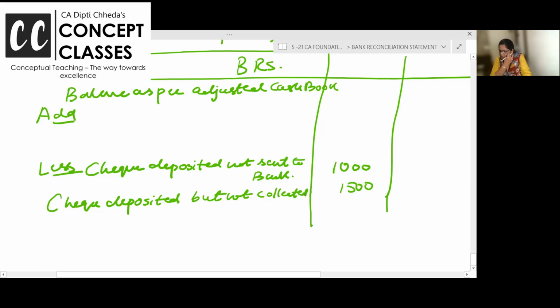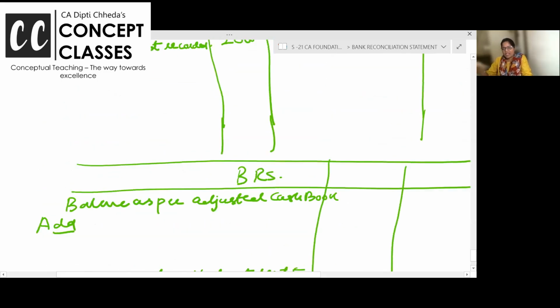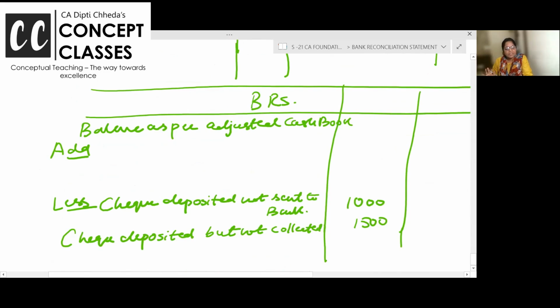Check issued, but not presented. ये भी BRS में आएगा. When I issued the check, I credited my bank account. अभी तक it is not presented for payment. Money has not gone debited from my passbook. मैंने तो credit कर दिया. So I will debit it in the BRS. Books में तो it is correct only. It's a timing difference. So debit in BRS.